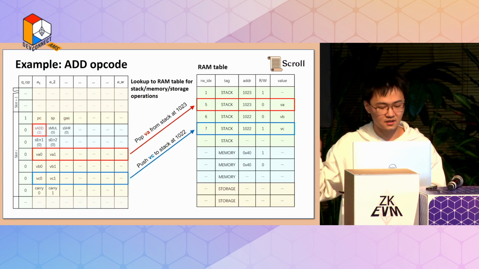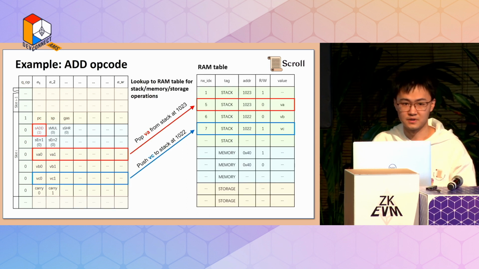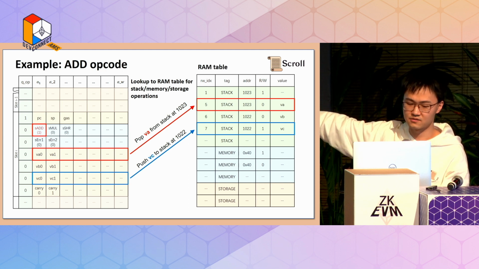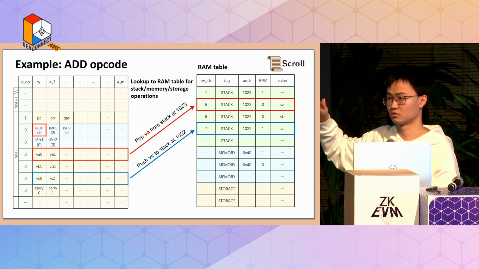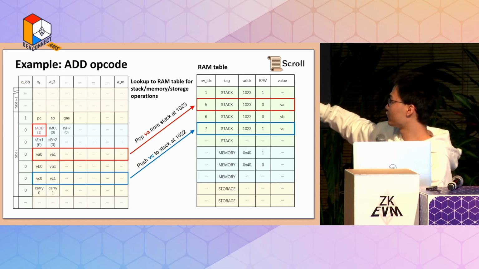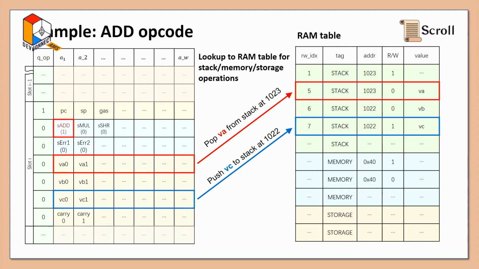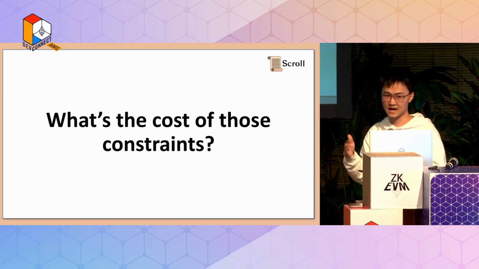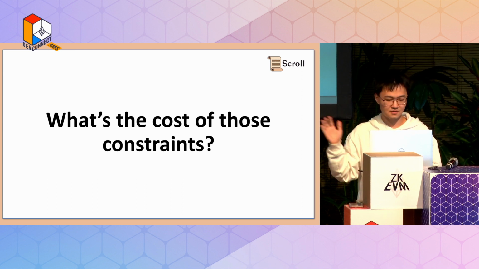The second kind of constraint you are adding is lookup arguments. For example, there are some operands you are operating on in this ADD opcode: you pop 2 and you push 1. For each operand, you need to look up in a RAM table, and there will be a separate RAM circuit constraining that this RAM table is correct. So that's basically the two ways you write the circuit: custom gates, and lookup arguments. The question is, what's the cost of writing those constraints and what's happening in the backend? That's the point of this topic.